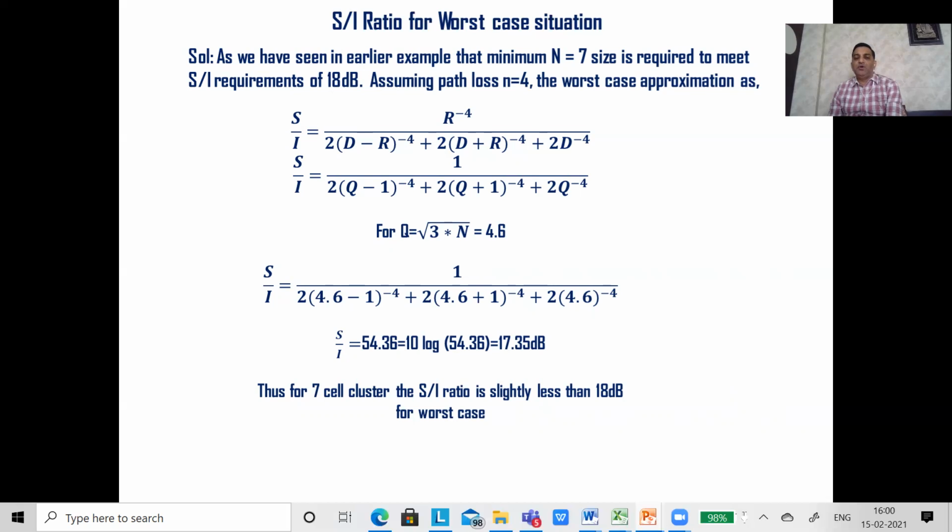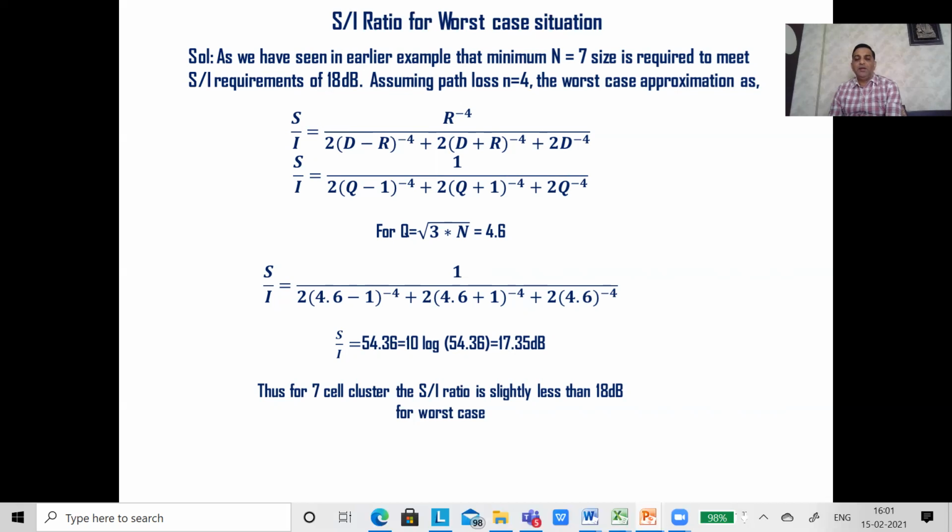As we have seen, N is equal to 7. So from N equal to 7, we are able to calculate the value of Q, which comes out to be 4.6. After putting the value of 4.6 in the above expression, we get S by I equal to 54.36. This value we have to convert into decibels. So 10 log of 54.36 comes out to be 17.35 dB.